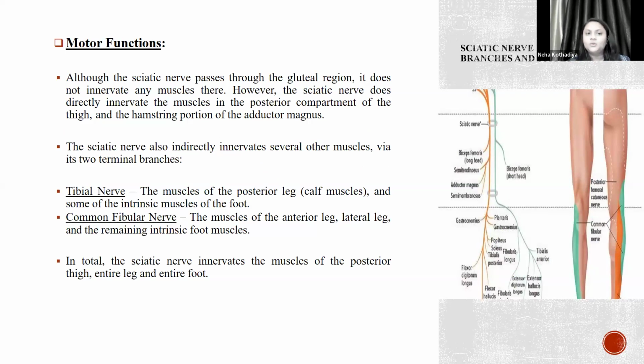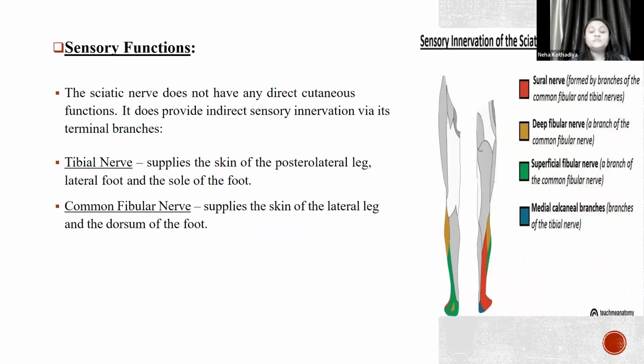The sciatic nerve also indirectly innervates several other muscles via its two terminal branches, namely the tibial nerve and common fibular nerve. Sensory functions. The sciatic nerve does not have any direct cutaneous functions. It does provide indirect sensory innervation via its terminal branches, that is the tibial nerve and the common fibular nerve.